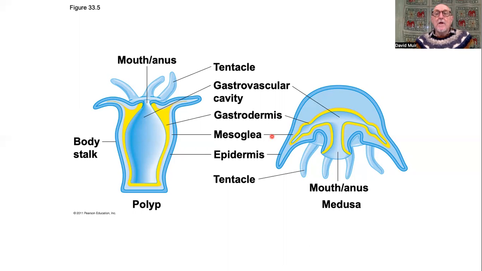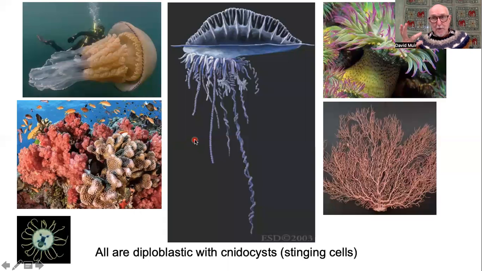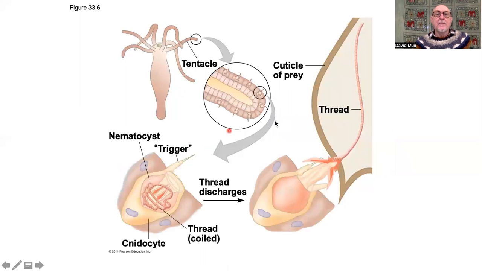The one thing which unites all of the Cnidaria together is possession of stinging cells. And the stinging cells are present predominantly on the tentacles, but sometimes on the body as well. The stinging cells have two purposes. One is for predation. The other obviously is for protection. And they may contain extremely powerful toxins.